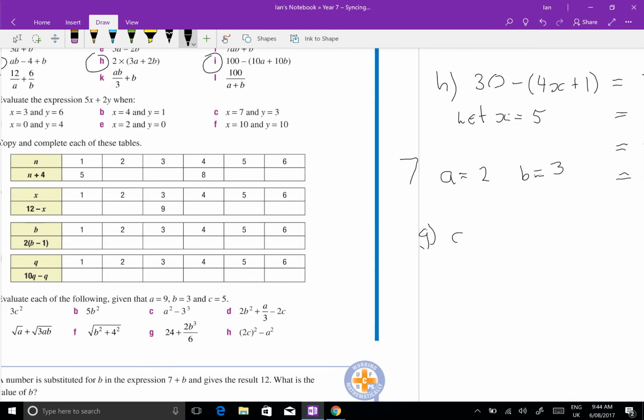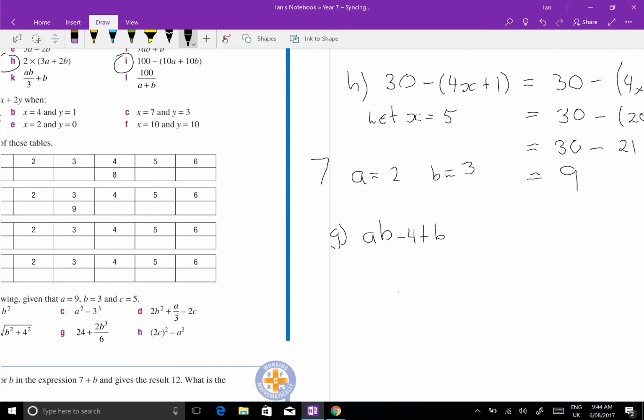So in G, what have I got? I've got AB minus 4 plus B. Well, remember that's A times B. So when I let A equal 2, I'm going to get 2 times B equals 3 minus 4 plus another B, 3. 2 times 3 is 6 minus 4 plus 3. 6 minus 4 is 2 plus 3 equals 5. I hope none of you added the 3 and the 4 first. Remember, order of operations, we do them as we see them going across the page.